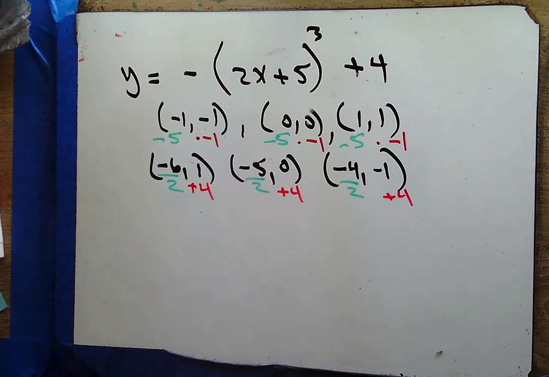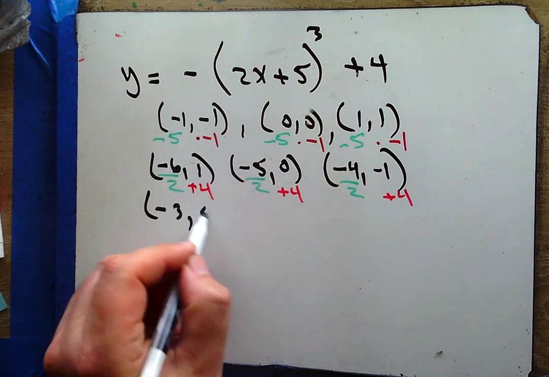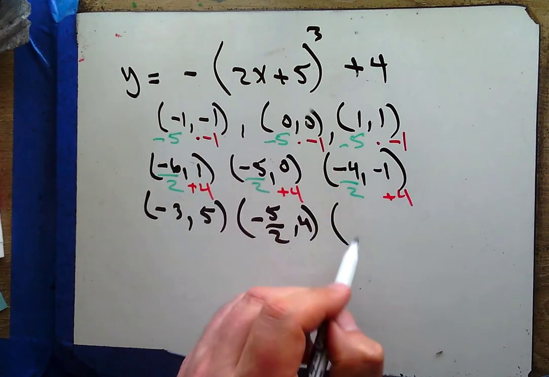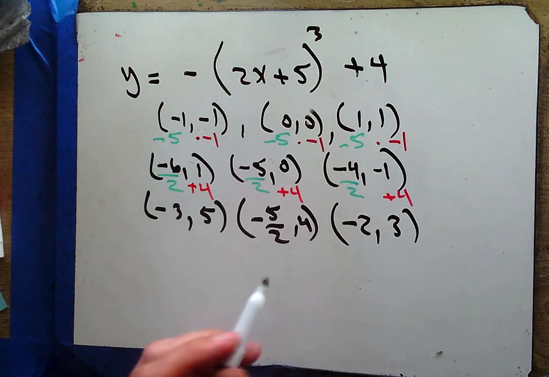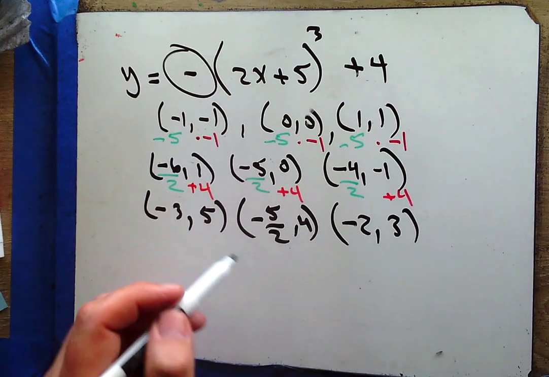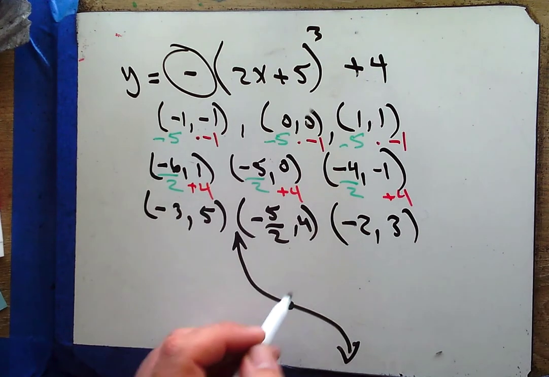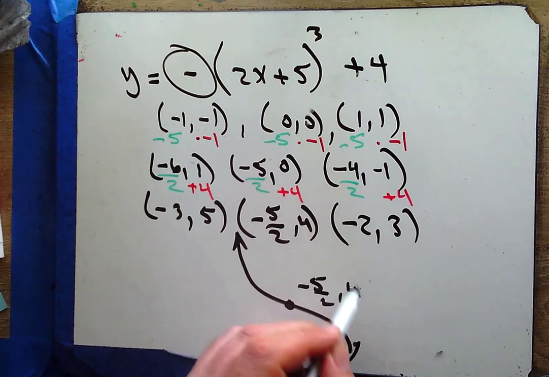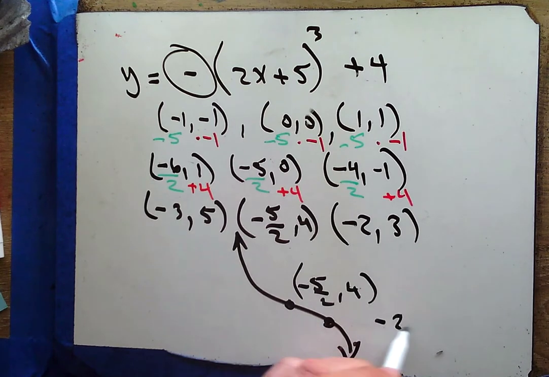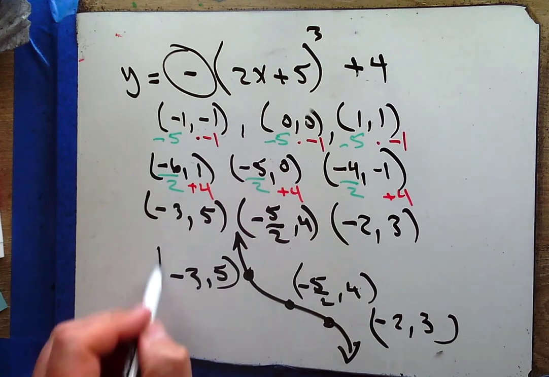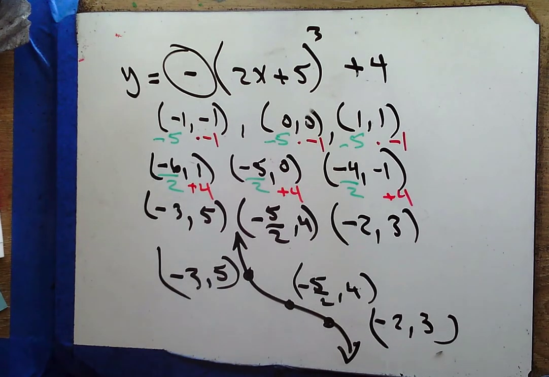So we end up with -3, 5, -5 halves, 4, -2, 3. And my graph, because of this negative, has been reflected. So my graph looks like this now. Here's -5 halves, 4. Here's -2, 3. And this point over here, -3, 5. All right. Well, hopefully you're still comfortable with your graphing, because it's coming around again soon.